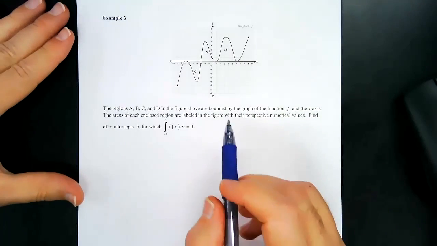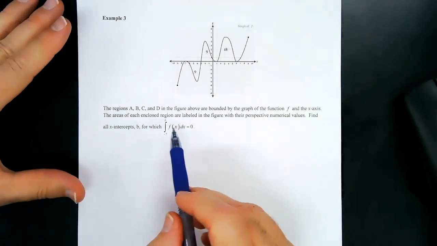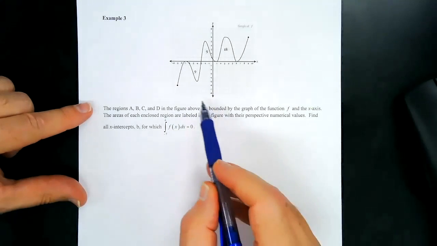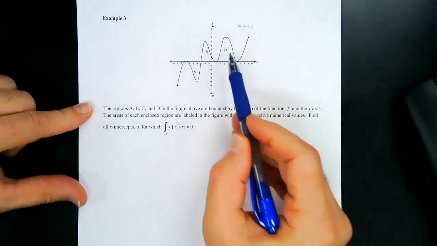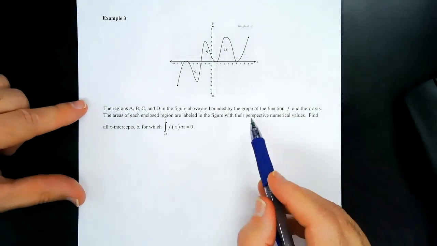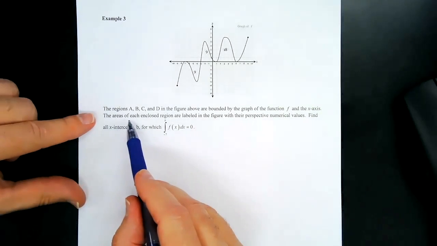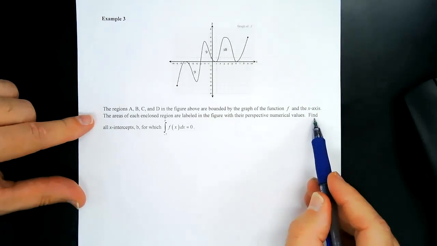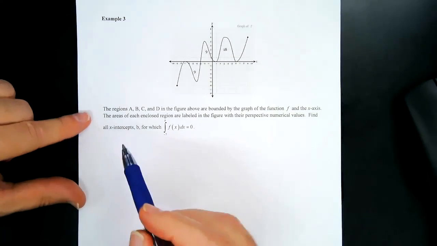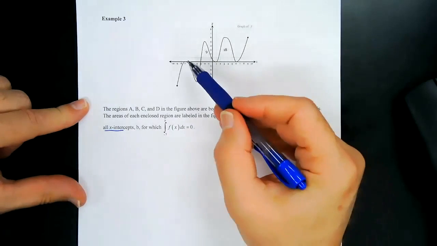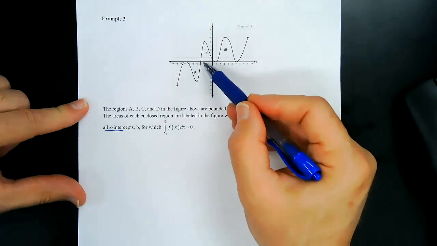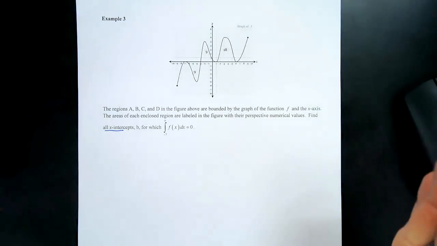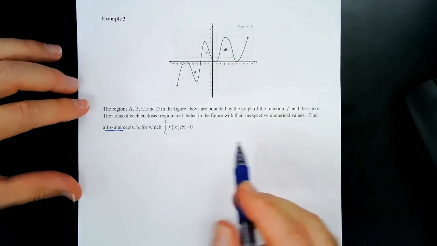Okay, so for this next one, I should say that the regions A, B, C, and D are not labeled up here in the figure. This is region A, this is region B, this is region C, okay? The graph of f and the x-axis, the area of each enclosed region are labeled in the figure with their respective numeral values. Find all x-intercepts. So that would be -7, -3, 1, or 6, okay? Those are my choices for answers.